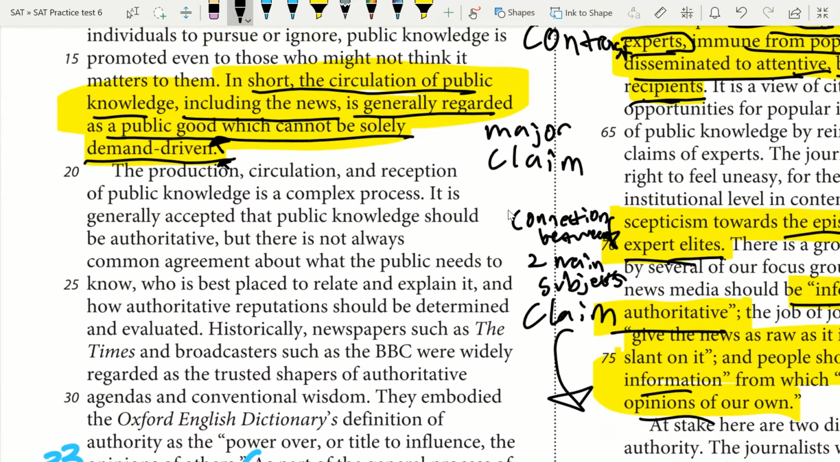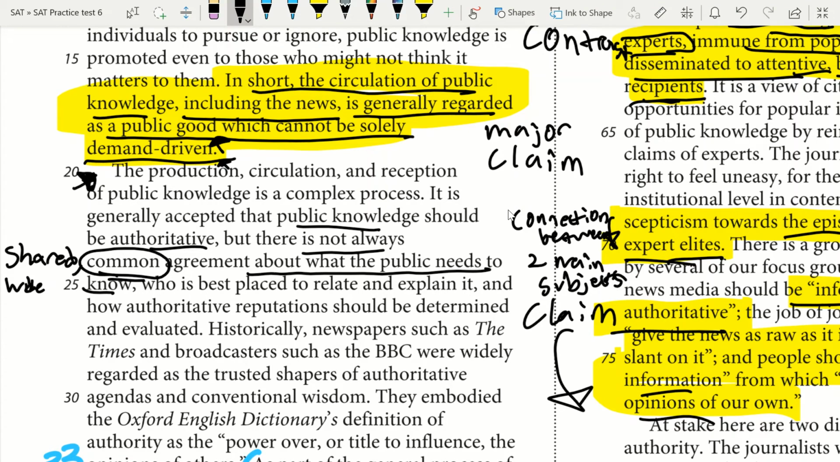All right, so we've got, but there is not always common agreement about what the public needs to know. Okay, so I'm going to need some more context before I come up with a word there. So I'm going to go back to the start of the sentence, and it's okay if we always need more context to go back and get more. So we have the production, circulation, reception of public knowledge is complex. It is generally accepted that public knowledge should be authoritative. But there is not always common agreement. So I'd really be looking for shared agreement or widespread agreement, two good options there. We'd be talking about shared agreement among people or widespread agreement among the population about what the public needs to know.